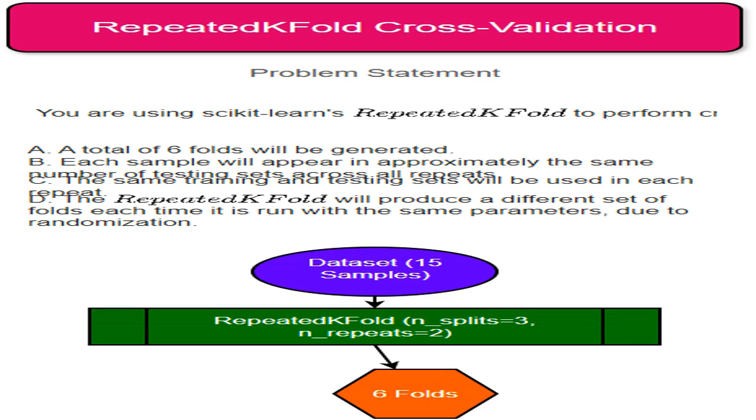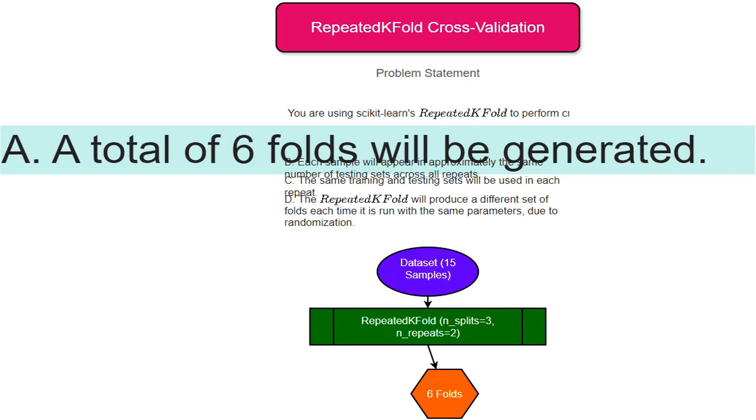This highlights the main concept. We're dealing with RepeatedKFold cross-validation. That means we're going to split the data multiple times and then repeat the splitting process, creating multiple sets of training and testing data. This statement says that each data sample will show up in about the same number of testing sets across all the repeated folds. That's a goal of RepeatedKFold.